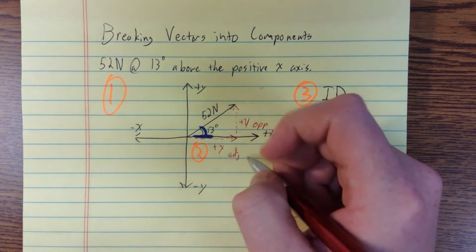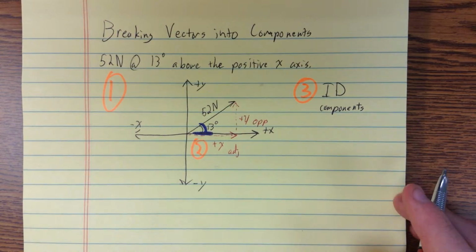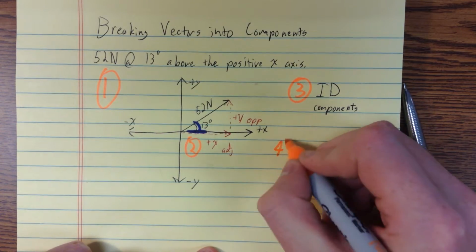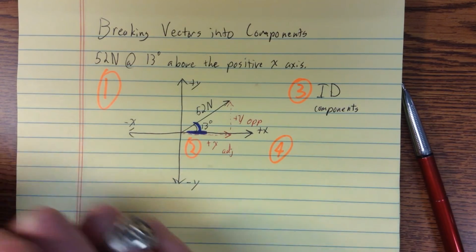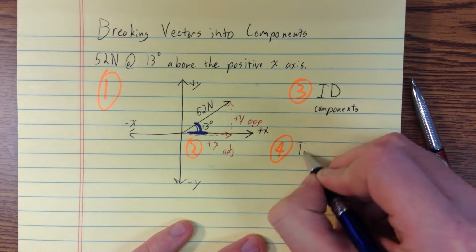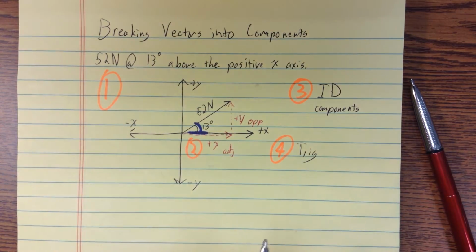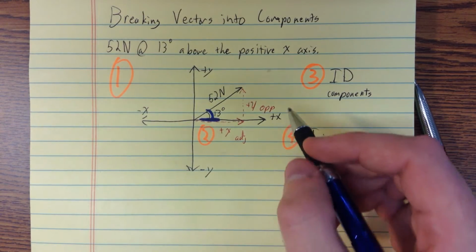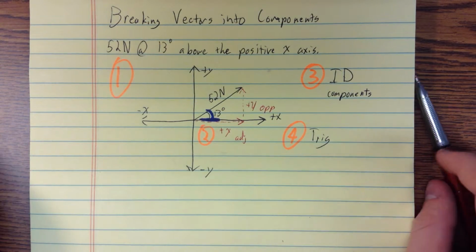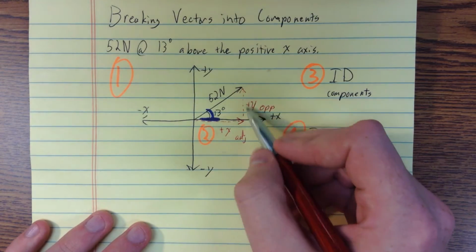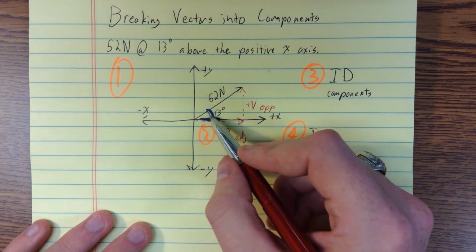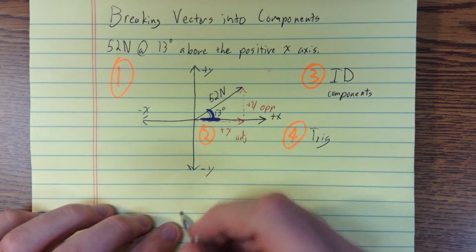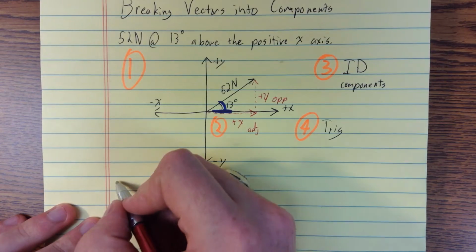Then we can use a few trig functions to find the magnitude of each component. So step four is trig. Right. So we will use sine and cosine here. We'll use sine to find the magnitude of the side that is opposite our angle. Okay, the big end of this ice cream cone, if you will. So let's go ahead and do that.